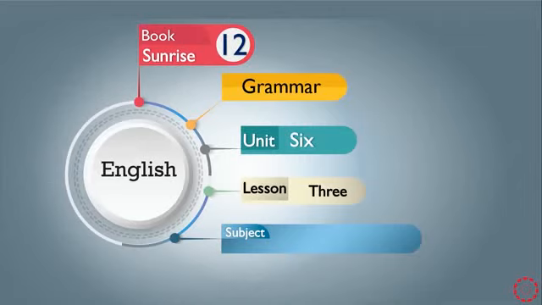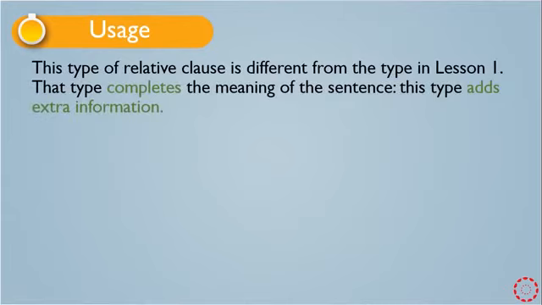Hello dear student. Today in Unit 6 Lesson 3 we are going to talk about another subject, which is relative clauses with extra information. The usage of this type of relative clause is different from the type in Lesson 1. That type, the one that we studied in Lesson 1, completes the meaning of the sentence. But this type adds extra information.